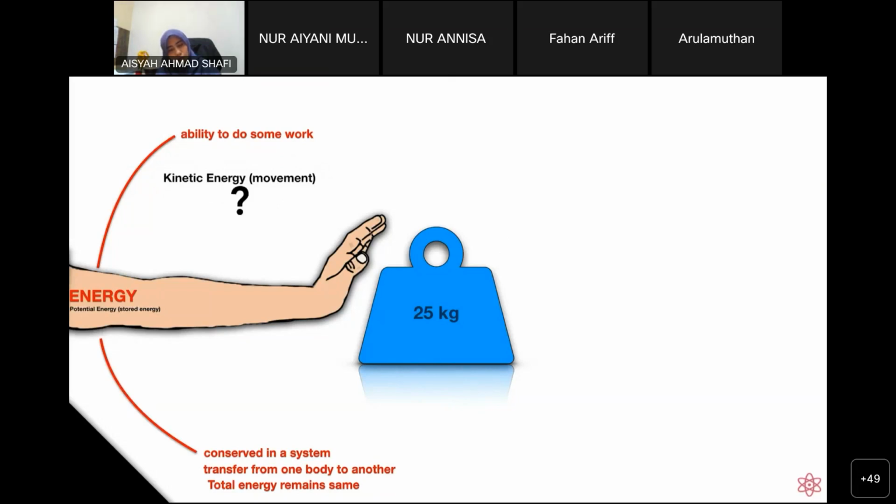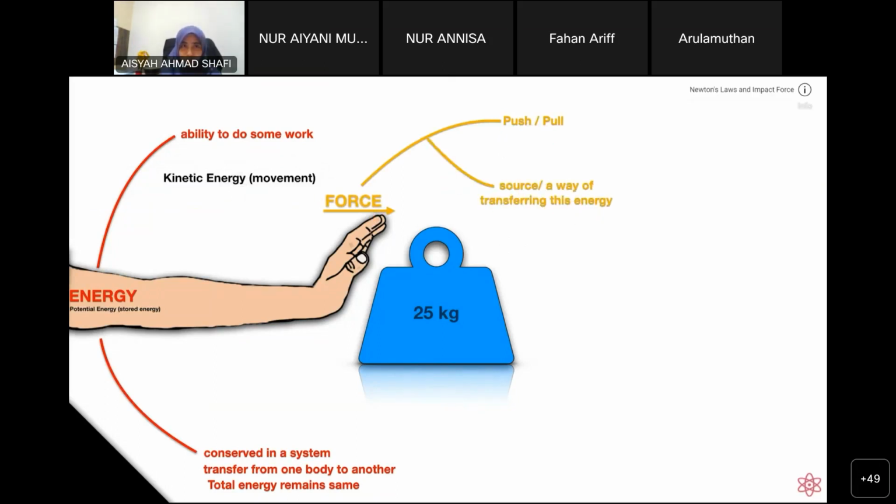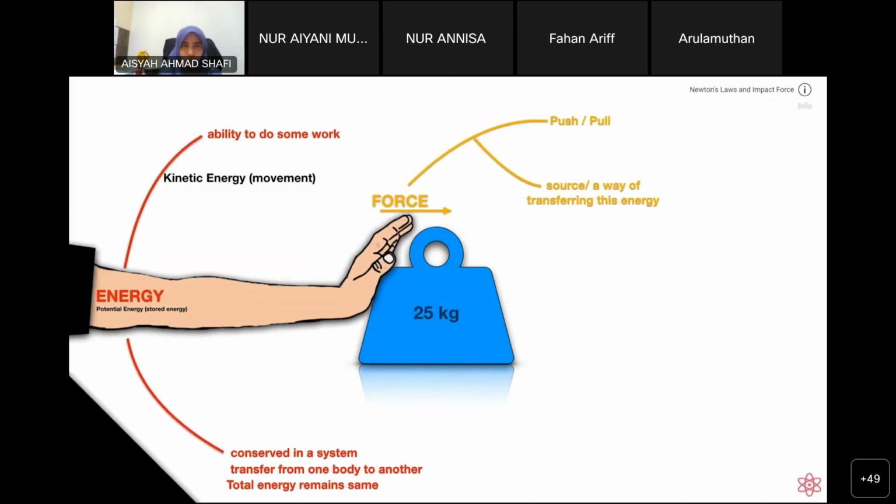But how does this energy transfer or convert? This is where the force comes into play, which is basically a push or a pull, and is the only source or way of transferring this energy. When the force is applied on this object, the body transfers some of its potential energy into the object. But when this force is not enough to move the object, the energy which is transferred is not converted into useful energy at all. Rather, it is considered to be wasted.